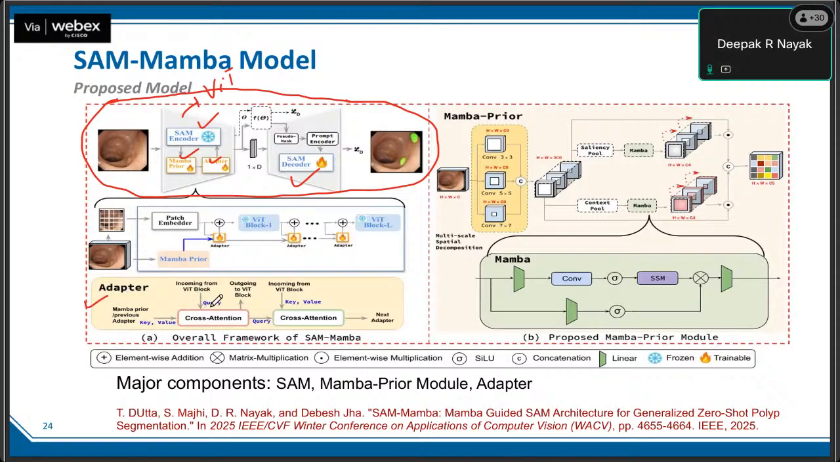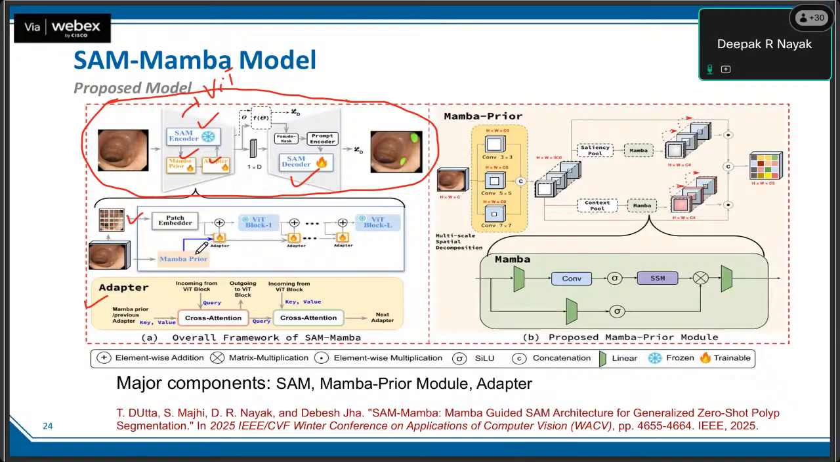You can see over here, it is taking input from the vision transformer block, which is inside this SAM encoder, and also takes information from the previous layer. Now look particularly at this figure, right? The input image is also passed through the ViT blocks, which are already frozen, that is the SAM encoder block. And then again we are passing the original image to the Mamba prior module here. And what is this Mamba prior module?